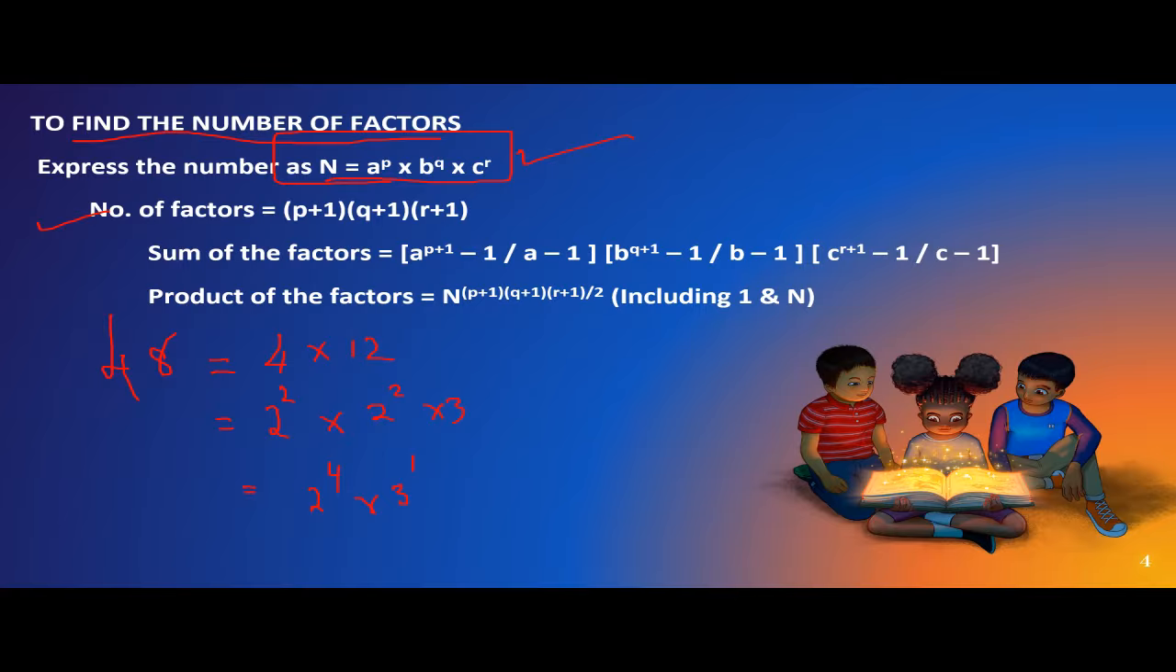If you think you cannot write like this, there is a very, very simple way possible. See, I'm going to prime factorize the number 48. So I can go with 2, so it's 24. Again it is 2, so it is 12. Again it is 2, so it is 6. And again it is 2, it is 3. So how many 2's I have? 4 2's I have and 1 3 I have. So that is how I can still write as 2 power 4 into 3 power 1, which is just in the form of a power p into b power q.